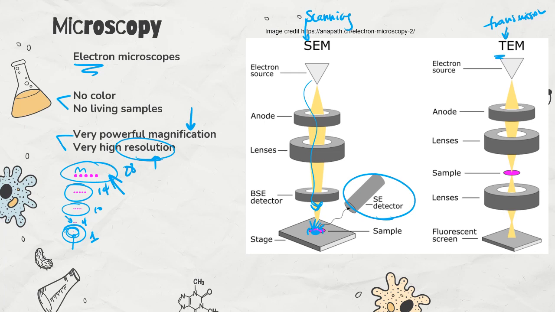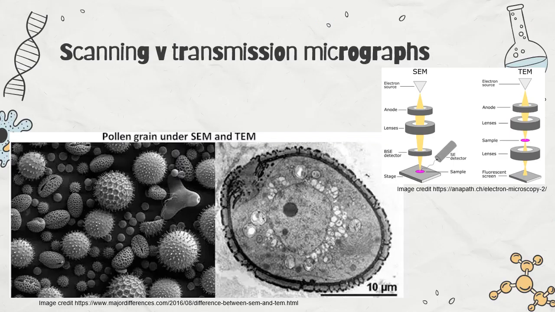Transmission electron microscopes, instead, we're going to slice our sample super, super thin. We're going to put it into the middle of our microscope. The electrons are going to go through the sample, and then we'll have some detectors down here that will show us what different densities and tissues and pieces and parts are inside our sample.